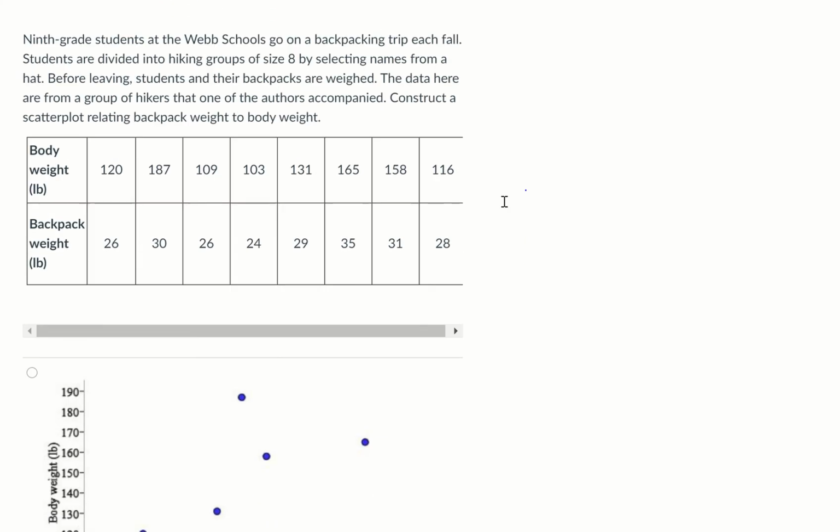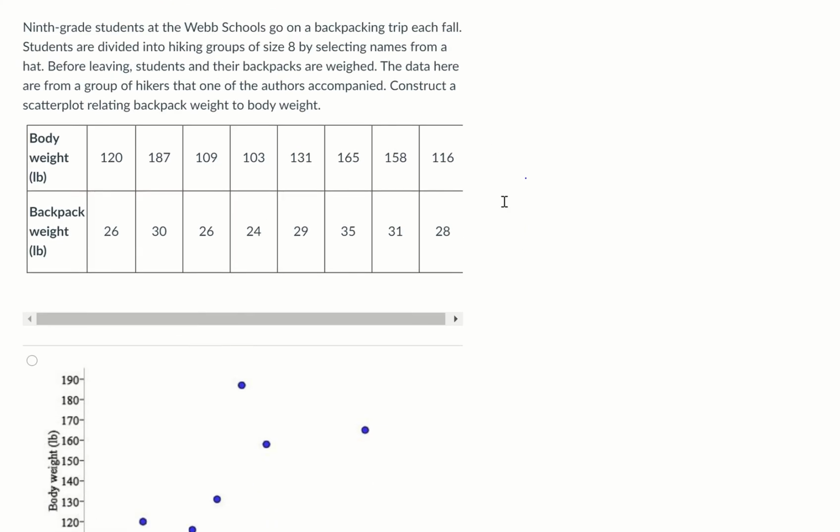All right, so let's look at the next one. 9th grade students at the Webb schools go on a backpacking trip each fall. Students are dividing into hiking groups of size 8 by selecting names from a hat. Before leaving, the students and their backpacks are weighed. The data here are from a group of hikers that one of the authors accompanied. Construct a scatter plot relating the backpack weight to the body weight.